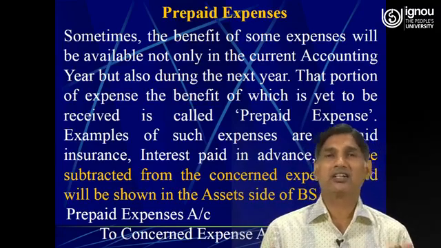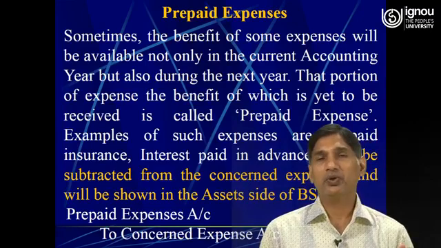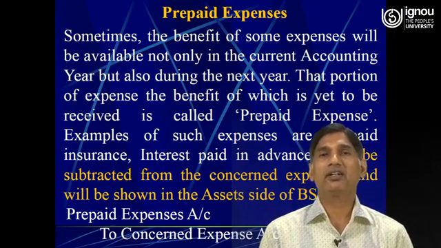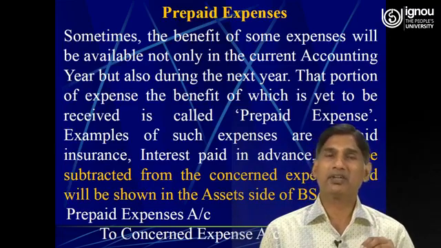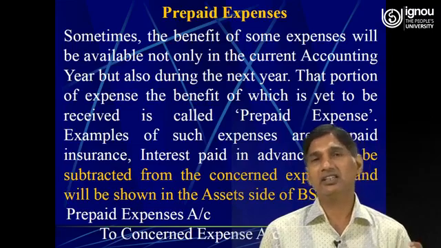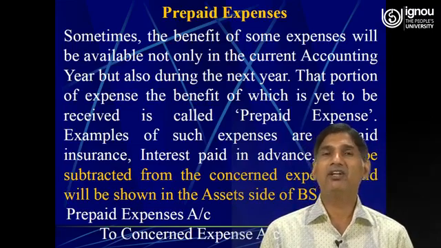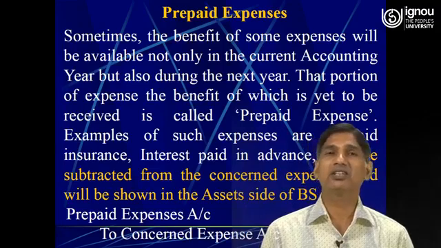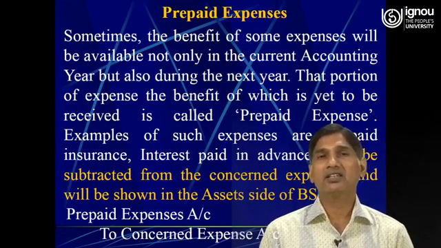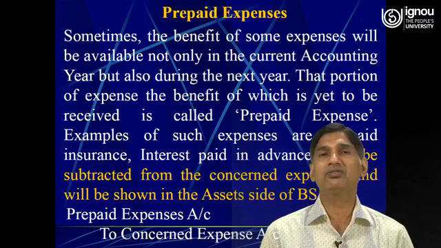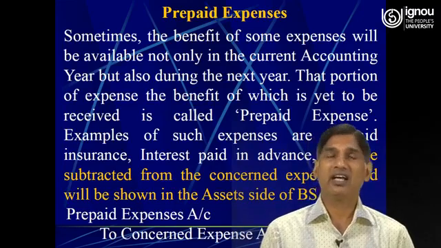So this is just reverse to the outstanding expenses. Here we have made the payment of expenses in advance. So while preparing the financial statement, the amount of the prepaid expenses will be subtracted from the concerned expenses in the trading or profit and loss account, and will also be shown in the asset side of the balance sheet, because we have made the payment in advance. Until the benefit of such advance payment is received by the business, it will be treated as an asset for the business.